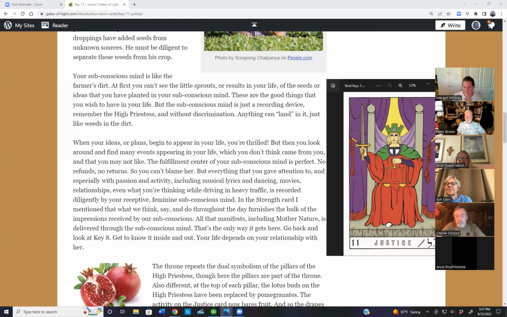All that manifests, including Mother Nature, is delivered through the subconscious mind. That's the only way it gets here. Go back and look at key 8. Get to know it inside and out. Your life depends on your relationship with her. Remember, there's only 3 characters in this book.